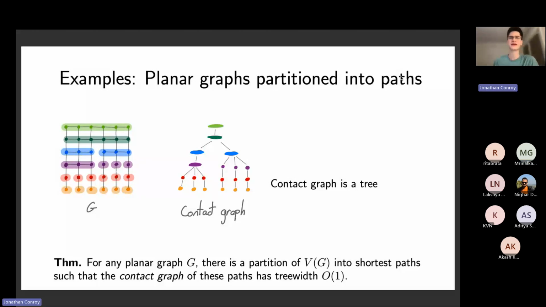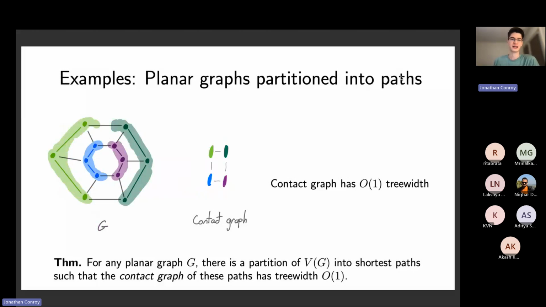It's very specific. And so just to give one last example, an example where the contact graph isn't a tree, but you might actually need bounded tree width. This comes from the fact that you can have pieces of planar graph that nest within other pieces of planar graph. So if you have this wheel, no matter how you try to partition this into shortest paths, you'll always end up with some sort of cycle in the contact graph.